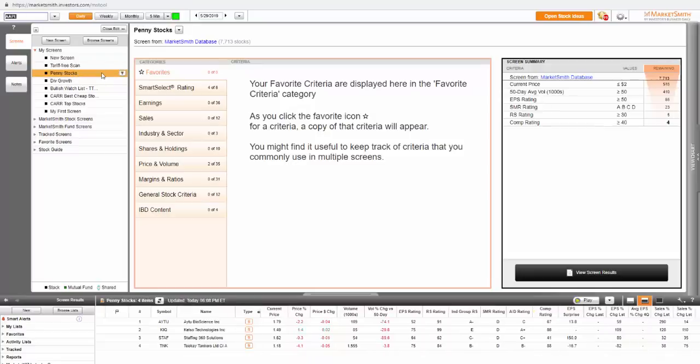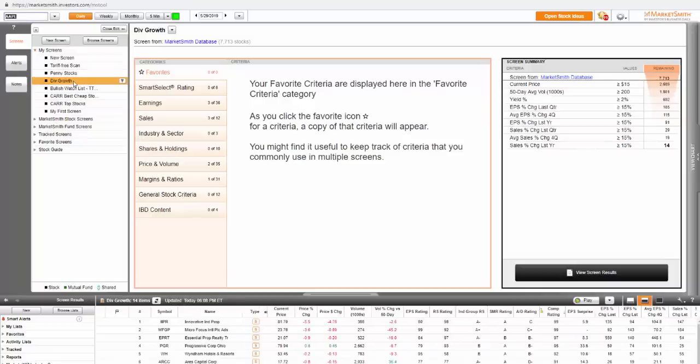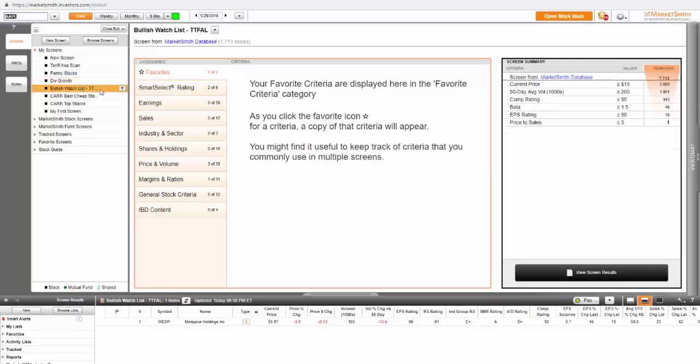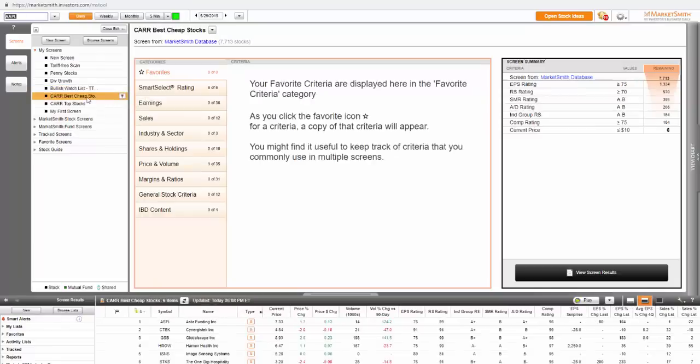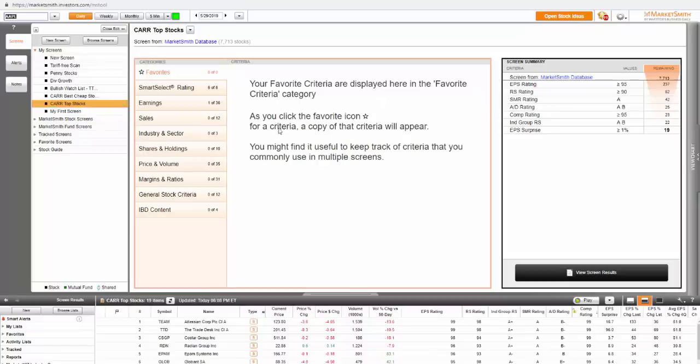I've got a penny stock scan, which is a mimic of the scan that I use for my penny stock letter. I've got a dividend growth scan. I really like dividend growth stocks. These are stocks that pay a strong dividend but are growing in earnings and sales, and those tend to be really stable stocks to trade in a volatile market. I have the bullish watch list, which comes straight out of my book, Trend Trading for a Living, and I've got all those criteria in there. I have my best cheap stocks scan, which I use for one of my newsletters, and then I've got my top stock scan, and this is the scan I want to focus on today.